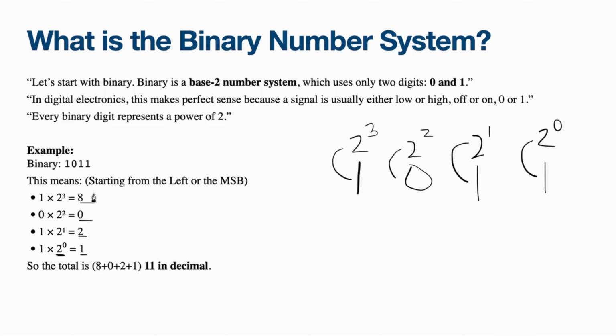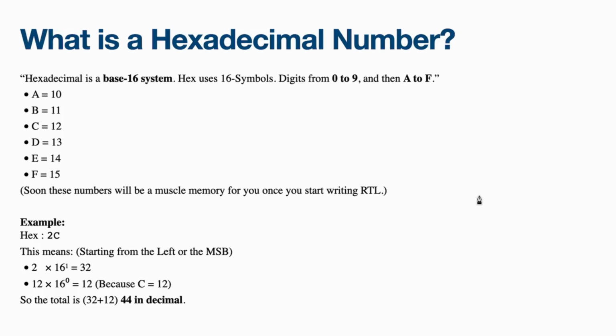Now adding all these four numbers, we get 11. So a binary number 1011 is equal to 11 in decimal. So using this method, we can convert any binary number into a decimal number. Now let's move to hexadecimal number.